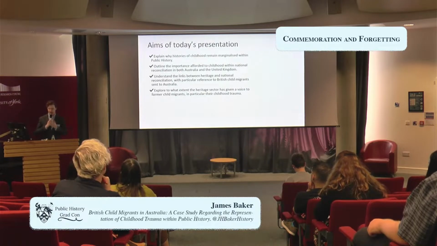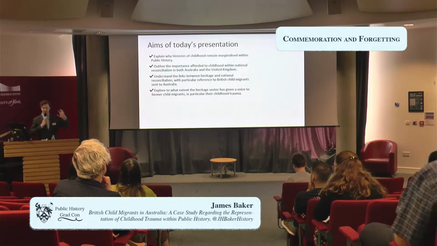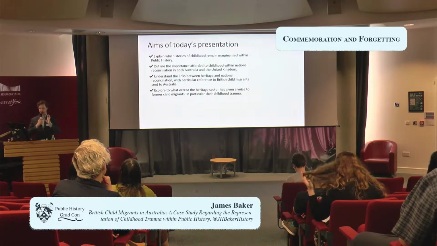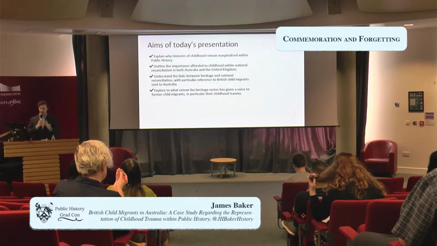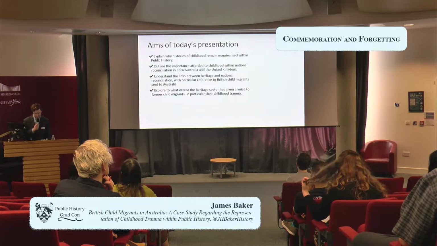So the aims of my talk today are fourfold. I will firstly and briefly address the marginalisation of children within public history and history more generally. It will then turn to look at the role of childhood within national reconciliation, within apologies, and will then turn to look at the link between public history and this process of apology with reference to British child migrants sent to Australia. It will lastly look at the key theme today of the extent to which child migrants can be given a voice within this process, notably a chance to discuss the trauma they suffered in childhood.